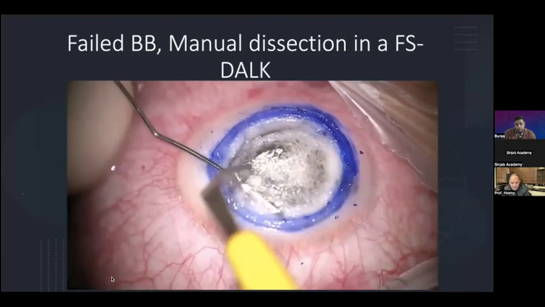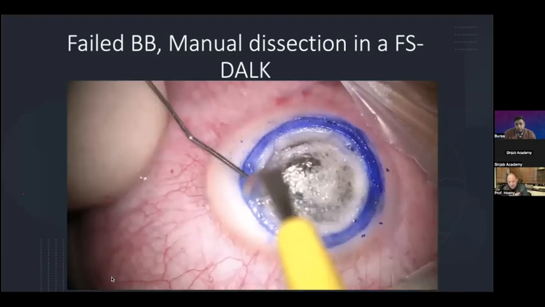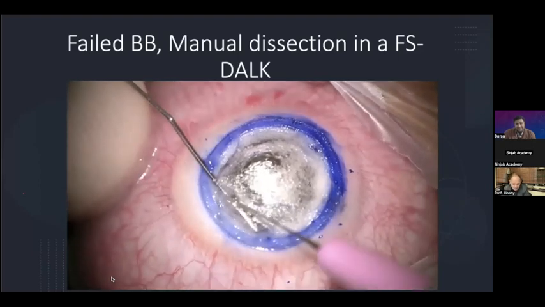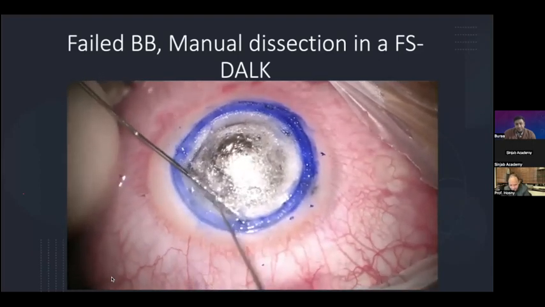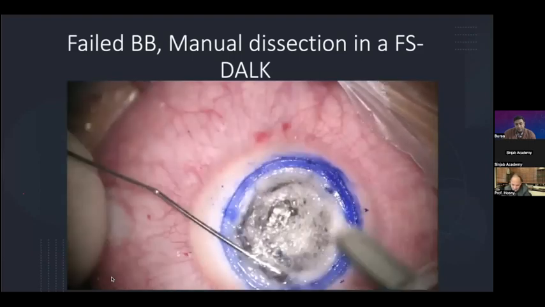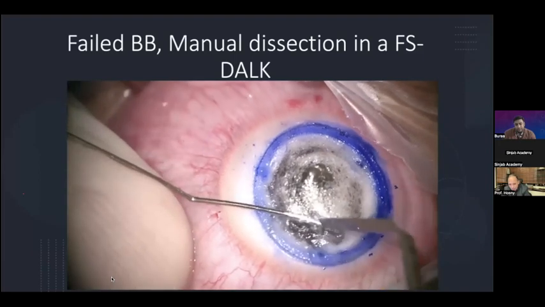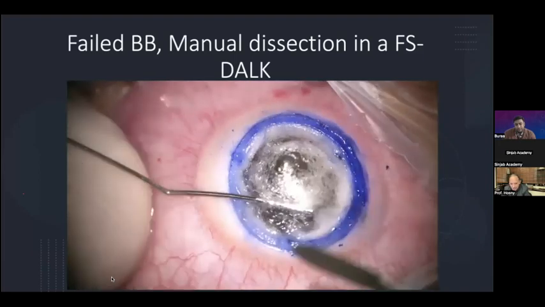So again, this is something that the OR staff are not accustomed to. If you decide to do this, it is time worth spending. So don't give up easily on these cases. Again, this is only just to dissect the plane. You know that you're in the right plane.